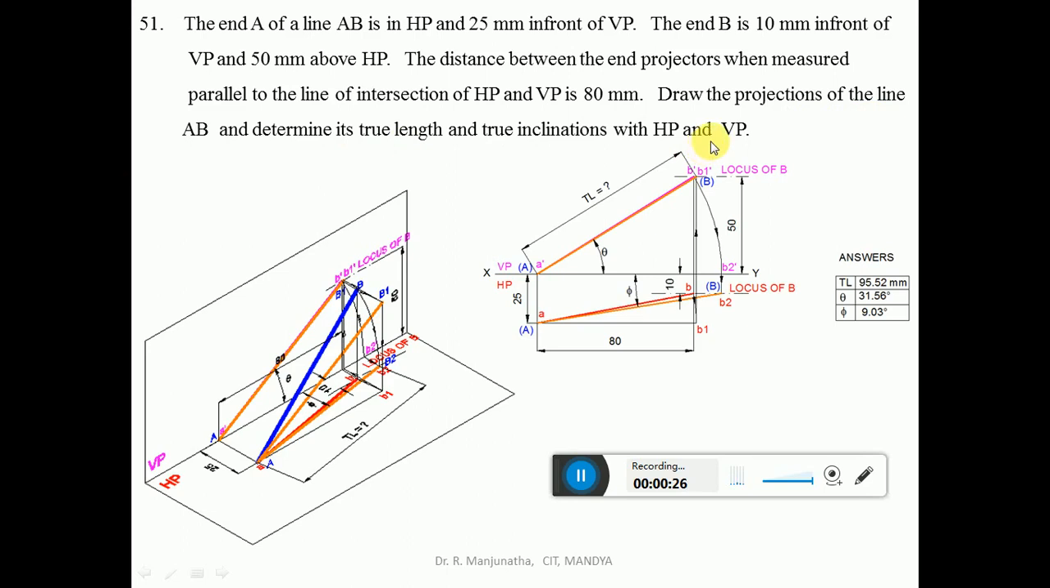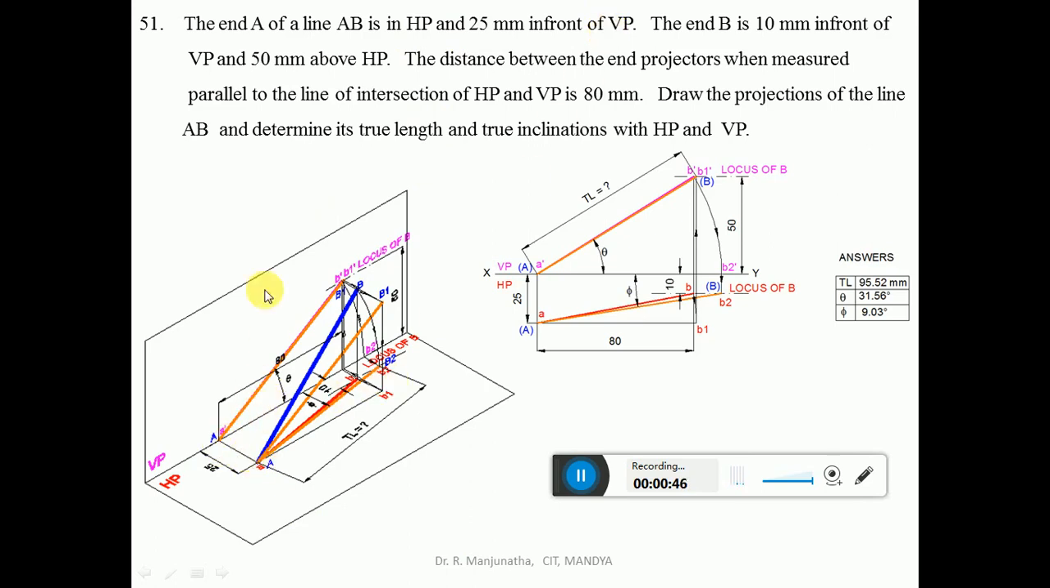So here he says the end A is in HP. So when you look from the front view, the end A is going to fall on the horizontal plane. That image is going to be seen in the vertical plane, so that is going to be small a dash. And 25 mm in front of VP. So in front of VP is seen in HP.